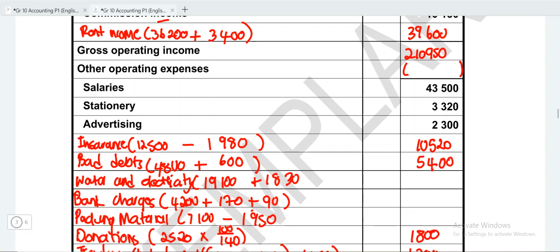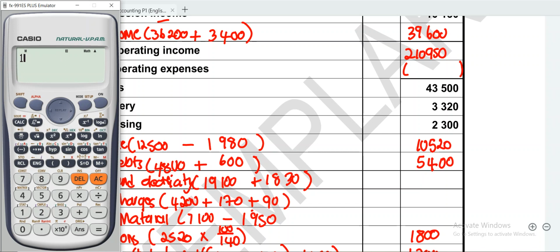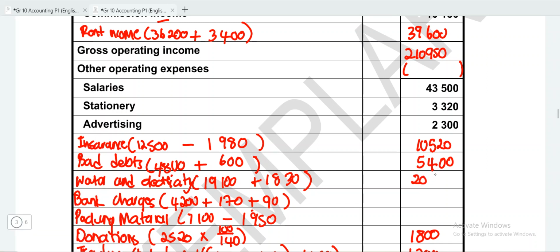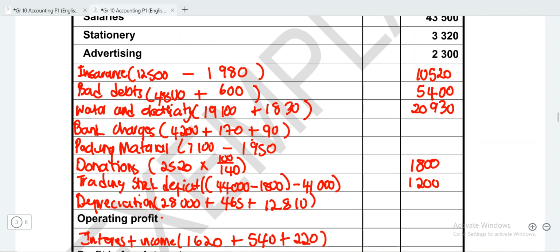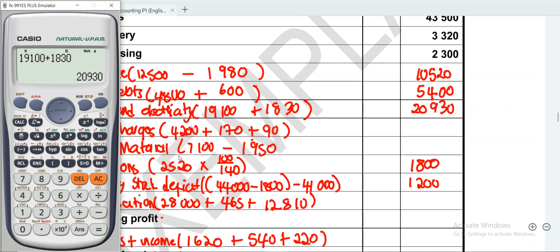And then from there, for water and electricity, we are going to say 19,100 plus 1,880, and then it is going to give us 20,930. So that 20,930 will come here. Now next, we have our bank charges. For our bank charges, we are going to say 4,200 plus 170.